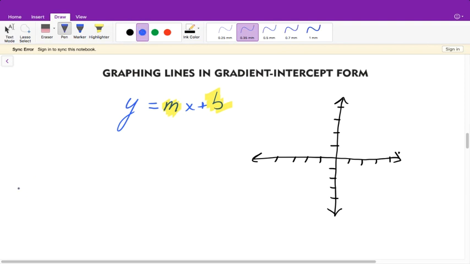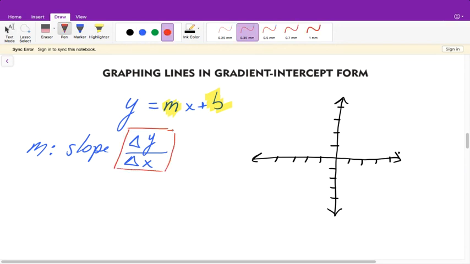Remember, our m is our slope, and our slope is our change in y over change in x. Something that we've talked about in detail now for a little bit. And remembering it in this way, change in y over change in x, will make graphing your slope very easy. So it is important that you understand what this means, change in y over change in x, or vertical change over horizontal change. So the first letter you need to know is m, and that's our slope.